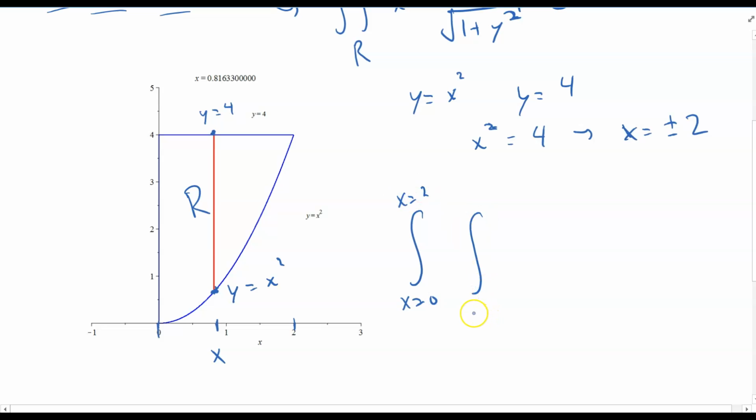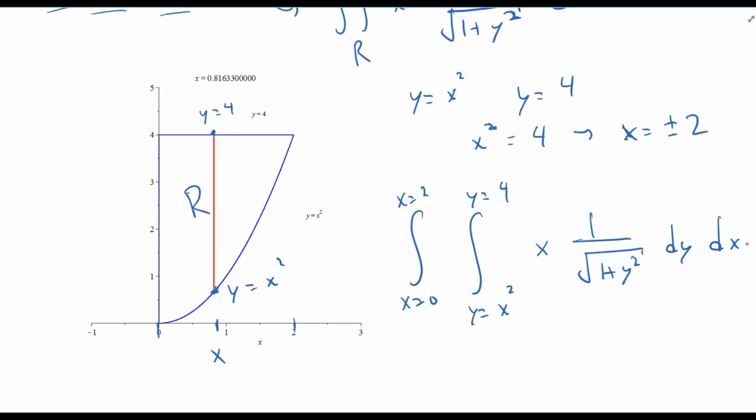And for each one of those x's, we're going to let y vary from the bottom of the region, which is x squared, to the top of the region, which is 4. And then we've got x times 1 over the square root of 1 plus y squared, and this will be a dy dx integral. All right, so the inner integral, notice we're varying y from top to bottom on the limits of integration, therefore it is with respect to y.